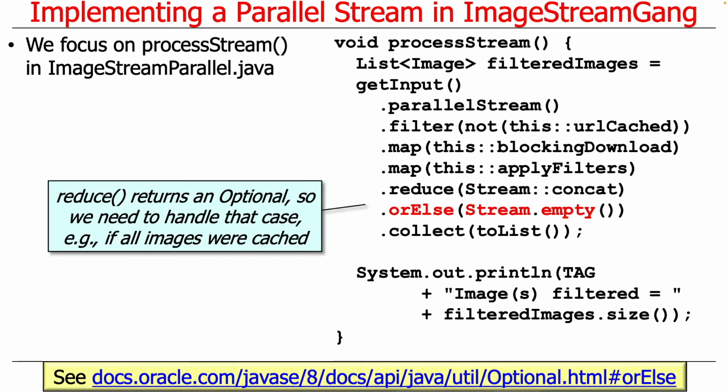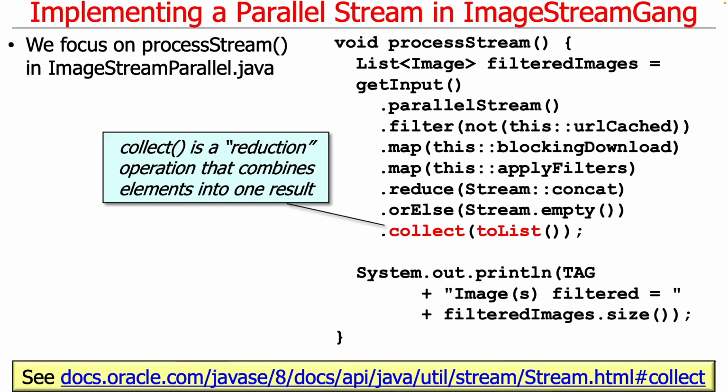Now, what's weird is that reduce in this case returns an Optional, so we need to handle the case where there was nothing in the stream at all. That's not the case here, because even if everything was cached, we didn't end up with an empty stream, so we just return Stream.empty(). But normally that won't happen.